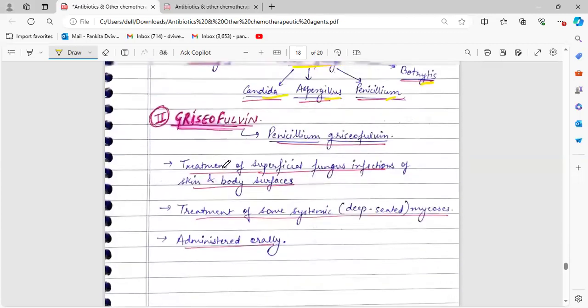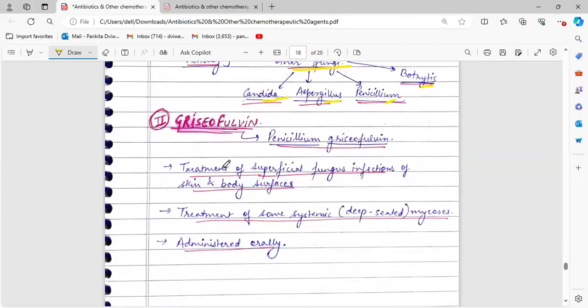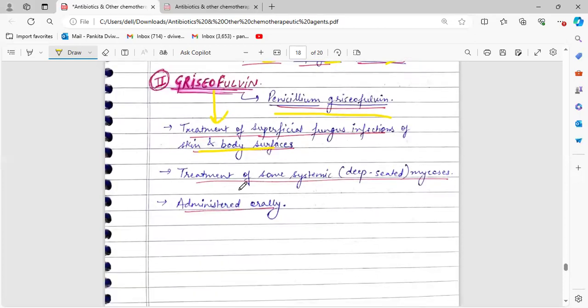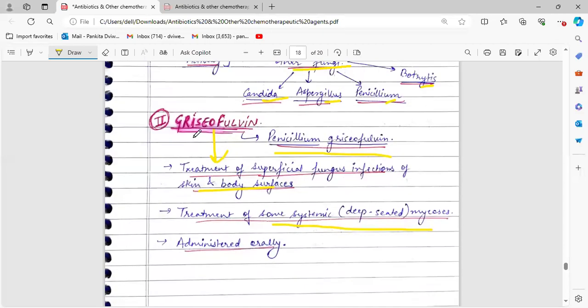The next one in this category is griseofulvin, which is obtained from Penicillium griseofulvum, and it is used for the treatment of superficial fungal infections of the body and the skin surfaces basically. So topical application is there, and in some cases it is also used for the treatment of some systemic mycoses which are deep seated. It can be administered orally.